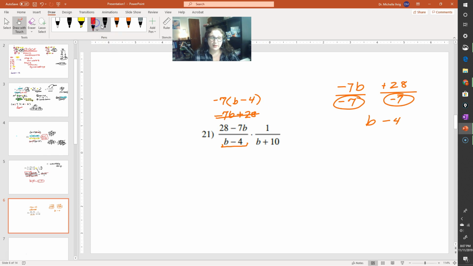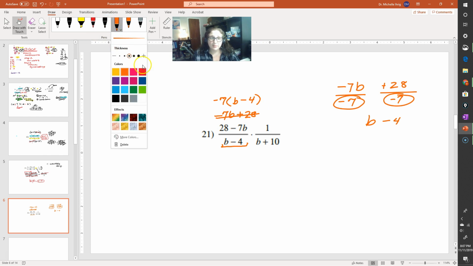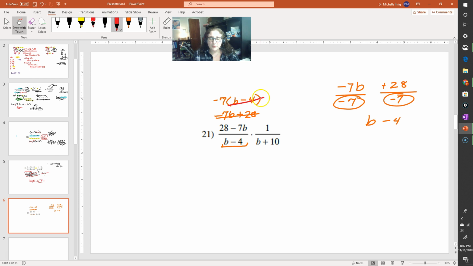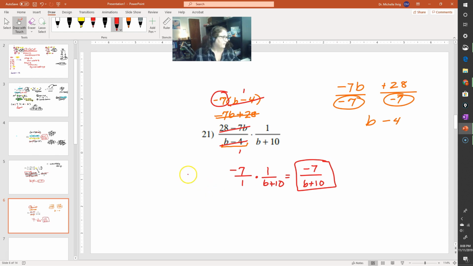So now I can go back to my canceling, just like we've done before. Here's b minus 4, that cancels with this one. So over here I'm left with negative 7. And I'm just rewriting it like this. I notice there's nothing else that can be canceled. So negative 7 times 1 is negative 7. 1 times b plus 10 is b plus 10. So for the most part, let's just do 2 more ugly ones and then I'll show you adding.